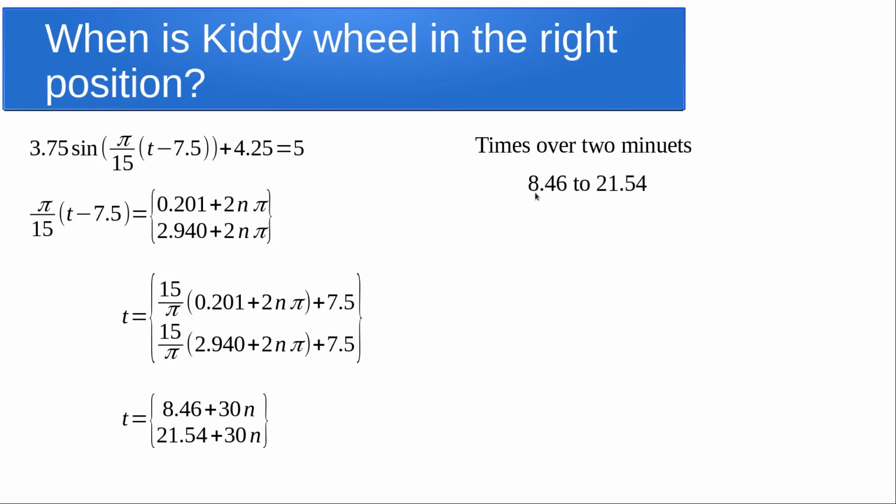So we've got from 8.46 to 21.54. Add 30 seconds onto both of those, we get that period. Add 30 seconds onto both of those, we get to that period. Now we're not going to continue because we have another 30 seconds and we're past 2 minutes.